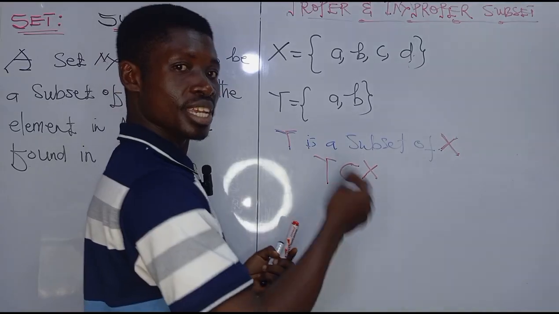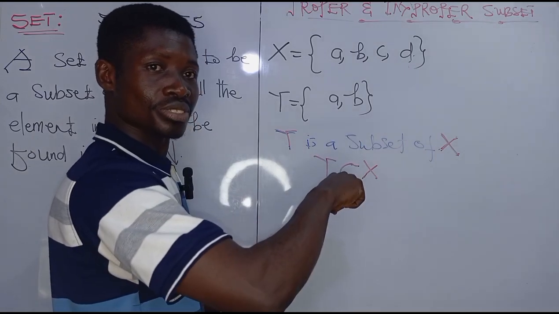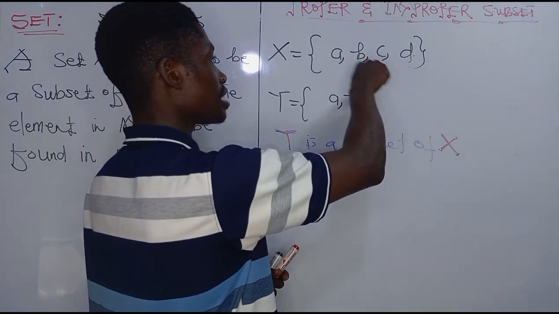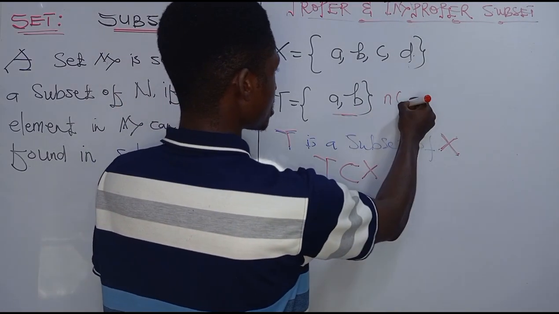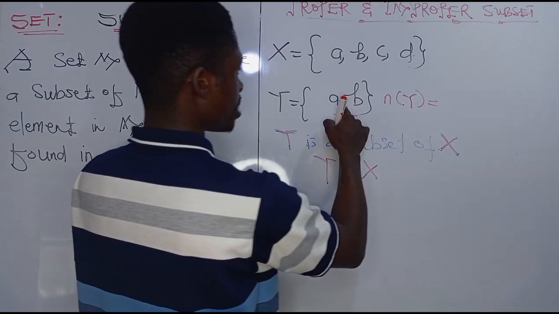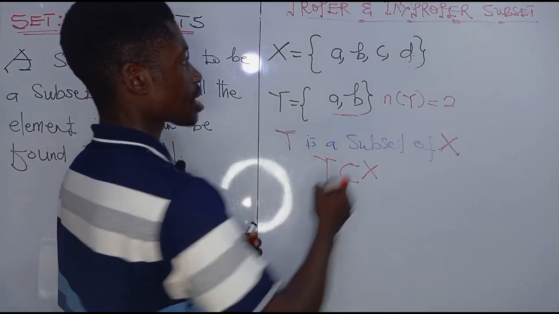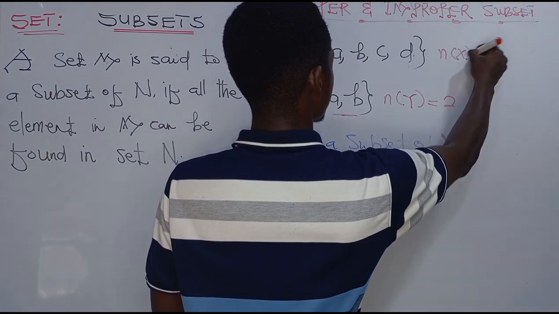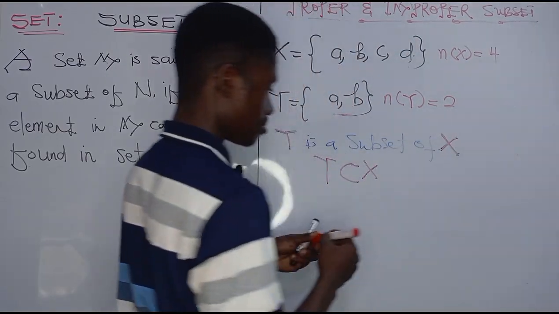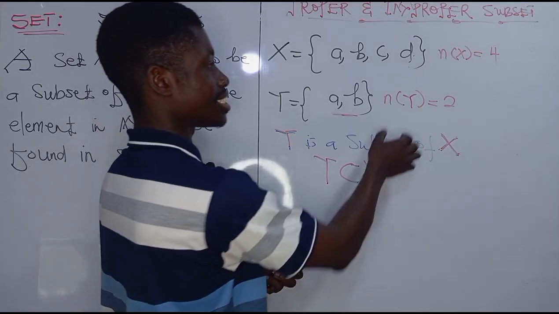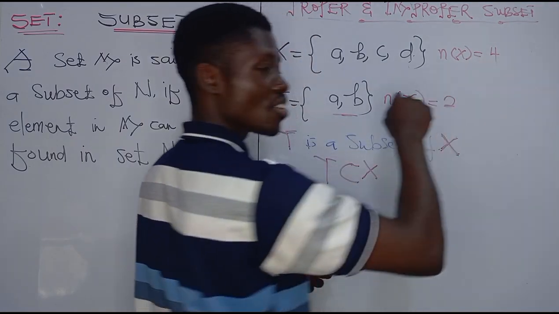So with the improper subset, we said that the number of elements in the subset must be equal to the number of elements in the superset. So you realize that the number of elements in Y, we have how many elements? 1, 2. So we have 2. And then the number of elements in X, we have 1, 2, 3, 4. We have 4. So you can see that the number of elements in the subset Y is not equal to the number of elements in the superset, 4.